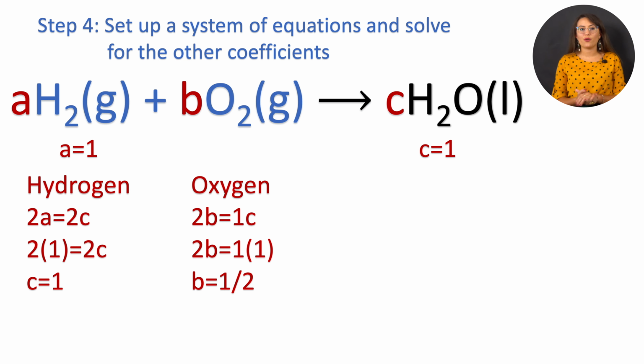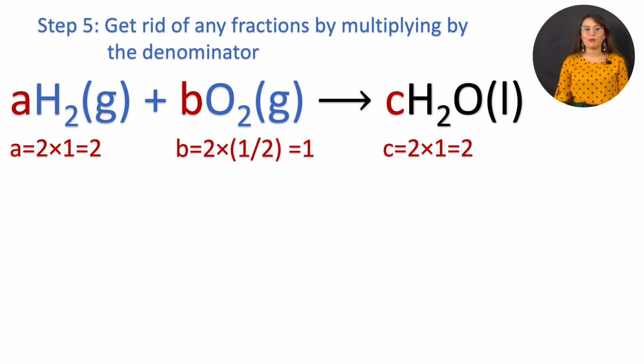We know C is equal to 1, and when we solve for the coefficient B, this is equal to 1/2. Keep in mind, you do not want fractions as your coefficients. So in order to get rid of the fractions, you need to multiply by the denominator. For this case, it is 2. By doing so, we end up with a balanced chemical equation of the following.